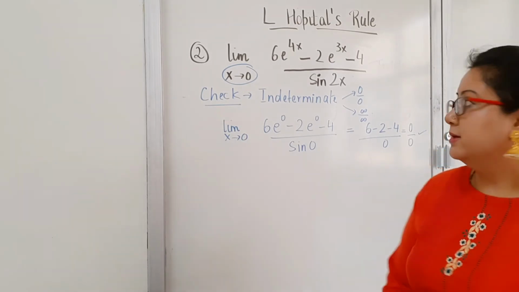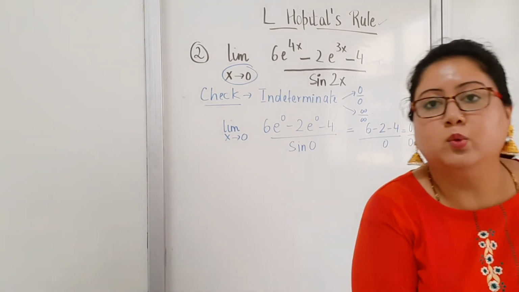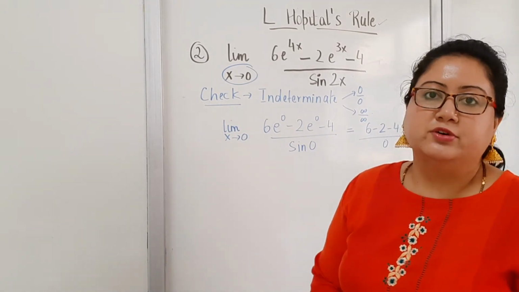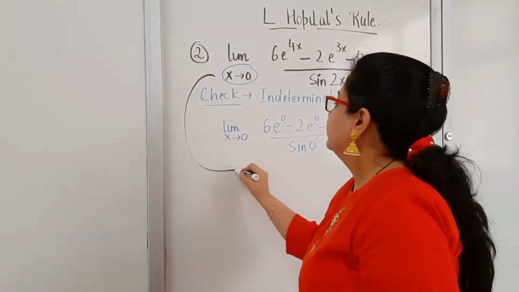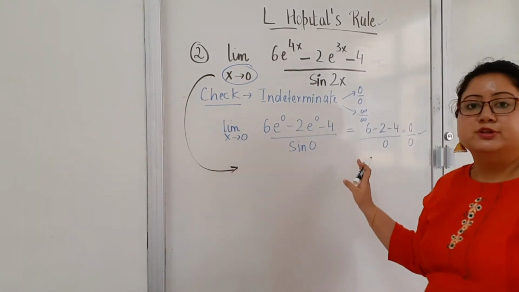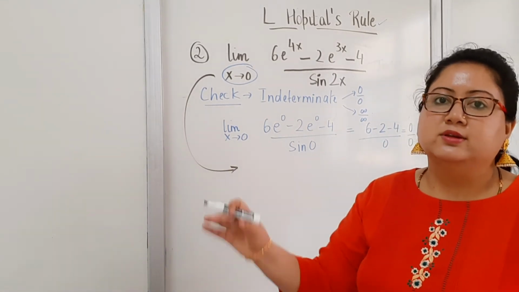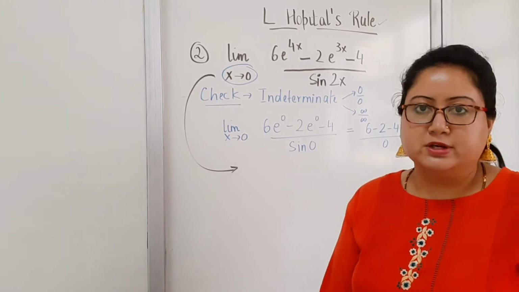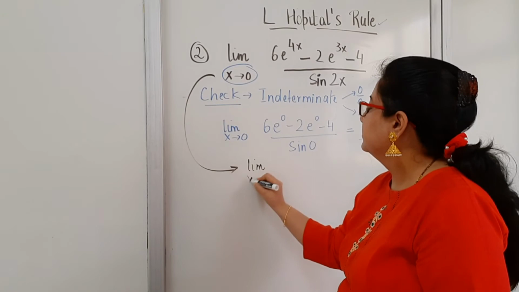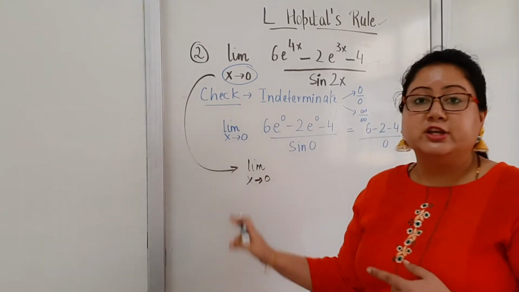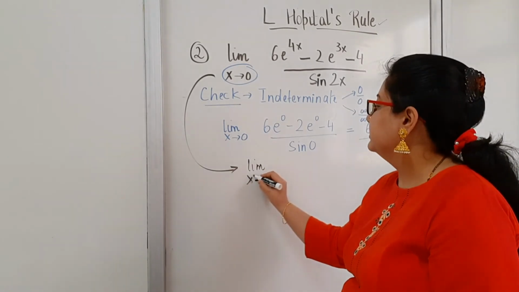So now we are ready to apply L'Hopital's rule. I want you to recall what is L'Hopital's rule that we have already studied in our previous videos. L'Hopital's rule says if you have to find the limit of an indeterminate form, then you have to differentiate the numerator and the denominator and then go for the limit. So we are going to differentiate here. Limit x going to 0. I am not changing the limit. The limit is exactly the same. What I am just changing here is the differentiation.